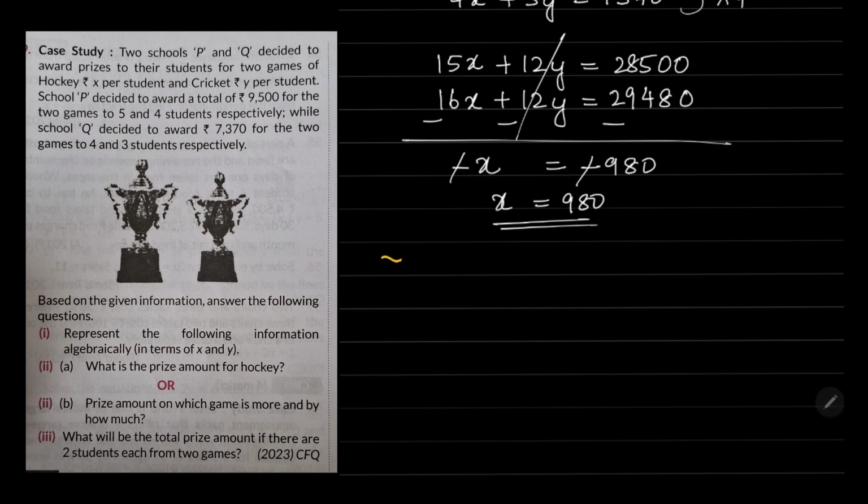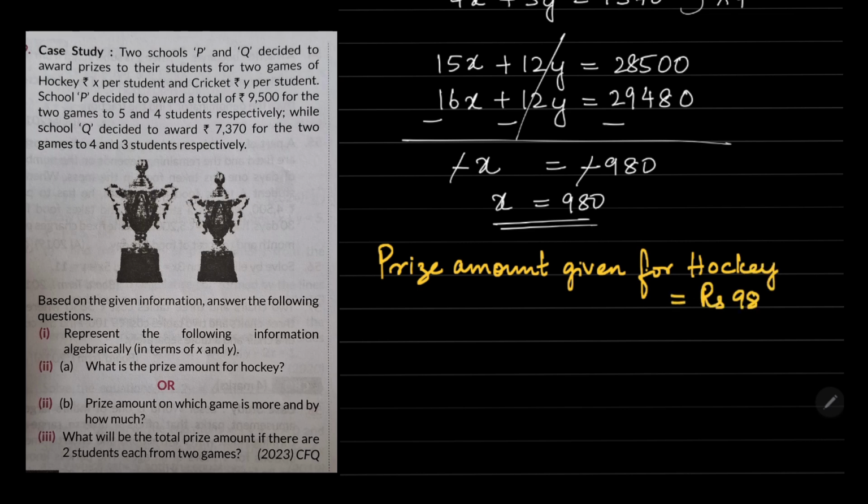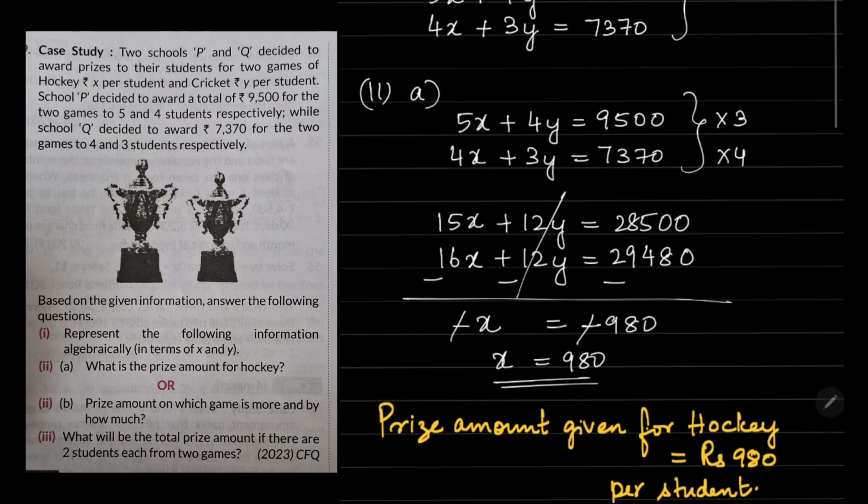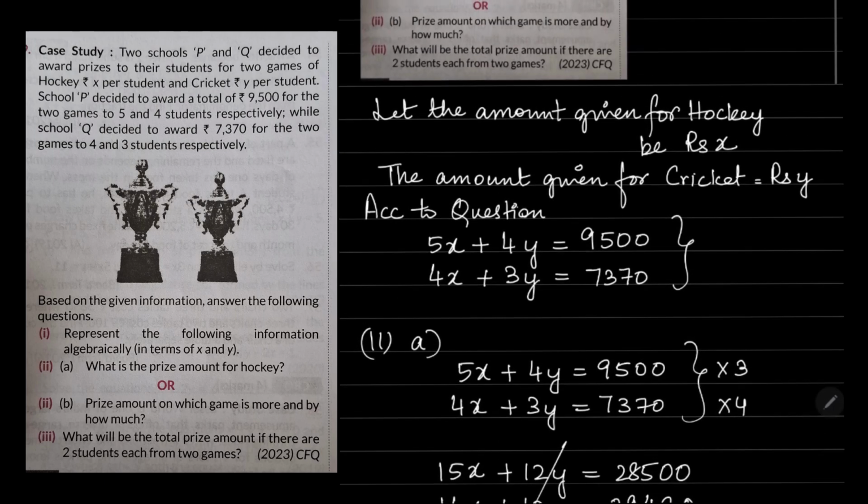980. Let's write that clearly. The prize amount or prize money given for hockey will be equal to rupees 980 per student, per winner. You have to specify that. Now next question. We are done with this and second.